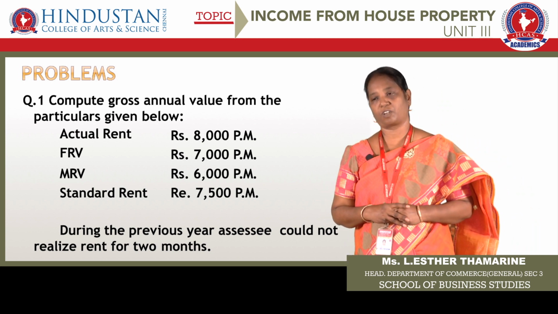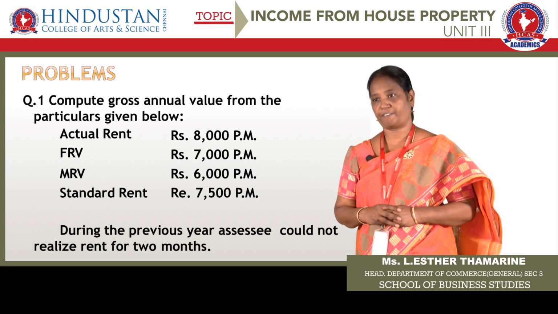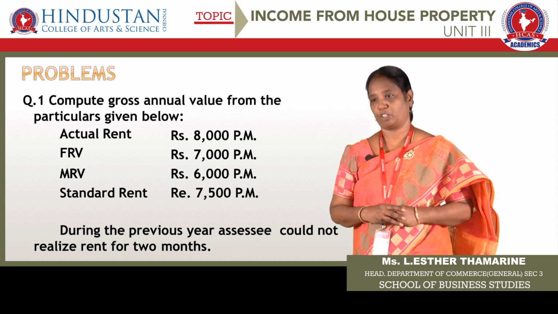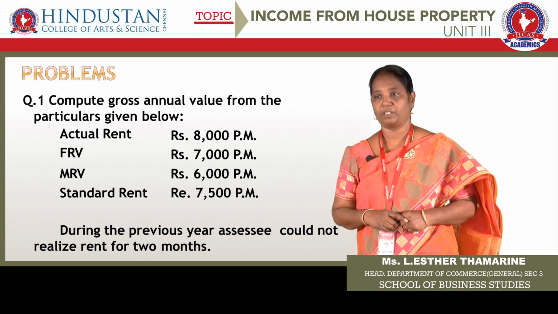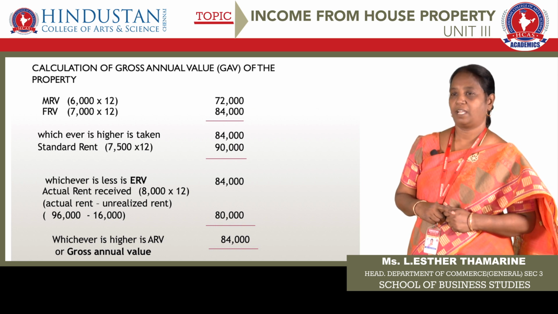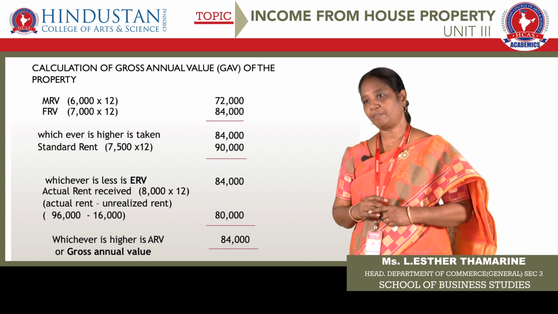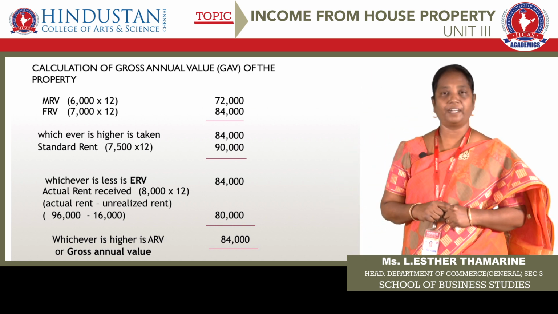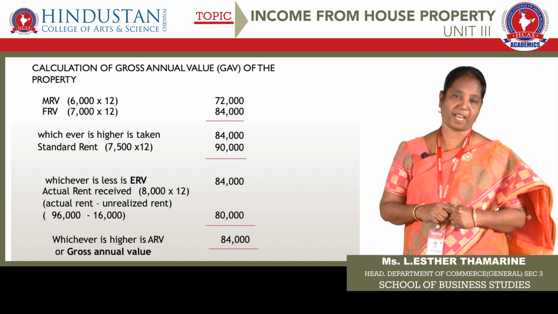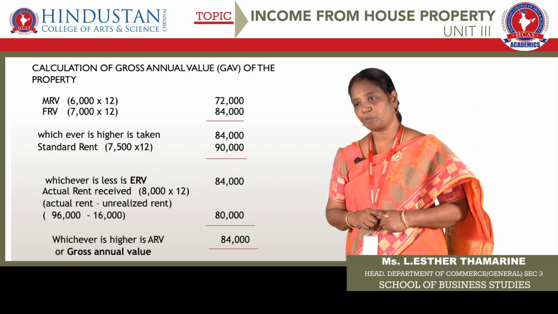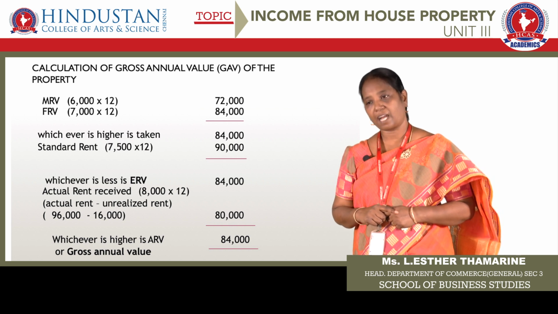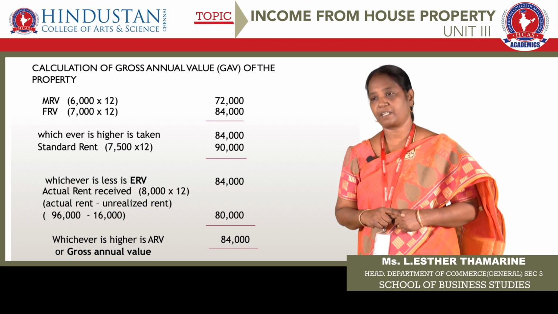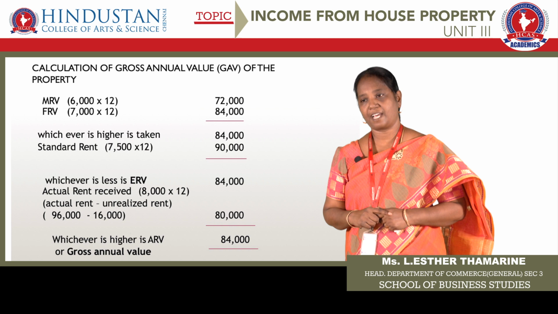This is computation of gross annual value. Here we have four factors, that is actual rent, fair rental, municipal rental value and standard rent, and here we have unrealized rent for 2 months. So how to calculate the gross annual value? You compare the municipal rental value and the fair rental value, whichever is higher, then that will be compared with the standard rent, whichever is less, and the actual rent received will be taken along with the unrealized rent. Unrealized rent is the rent the tenant has not paid. In this problem the actual rent fixed is 96,000, but unrealized rent is 16,000. So the rent received by the assessee is only 80,000. This will be compared with the ERV, and whichever is higher will be taken as annual rent.